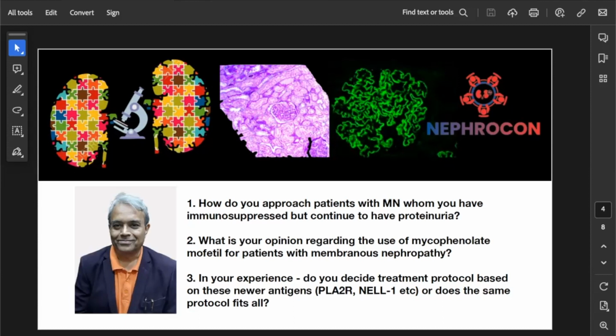Right. But we still have to find out from Dr. Alok Sharma if a particular antigen has an aggressive course in the nephrotic syndrome spectrum, or another antigen which is less aggressive than the other one. Is this possible? Have you seen? Let's hear it from Dr. Alok Sharma. Is he on the line?